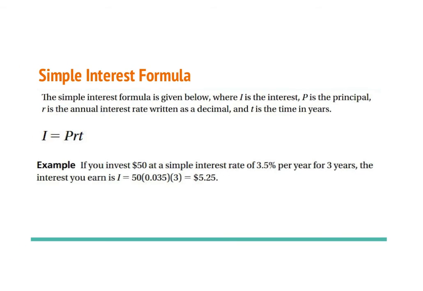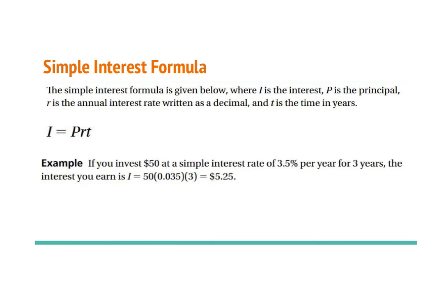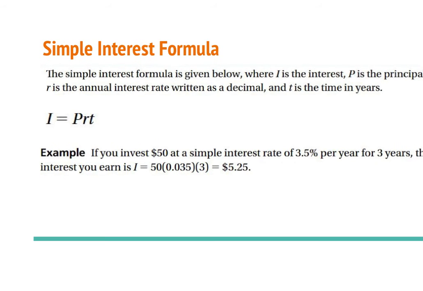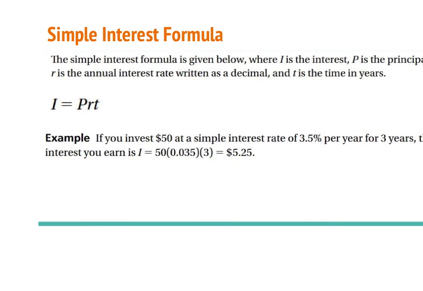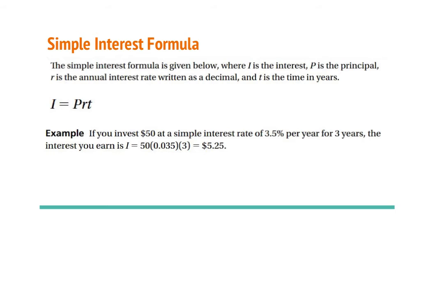All right. Simple interest formula. The simple interest formula is given below, where I is the interest, P is the principal, R is the annual interest rate written as a decimal, and T is the time in years. So I equals P times R times T. All right, so these are really easy. All you're doing is you are plugging the values that the problem gives for the different values, and you're solving, okay? So if you invest $50 at a simple interest rate of 3.5% per year for 3 years, the interest you earn is I equals 50 times 0.035 times 3, which will give you $5.25, okay?